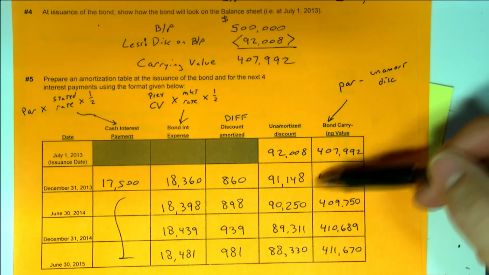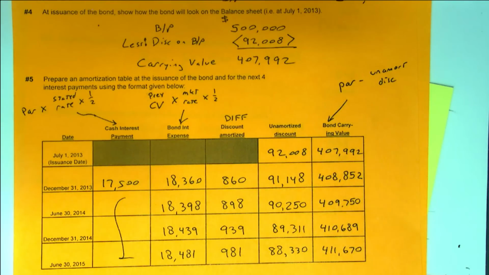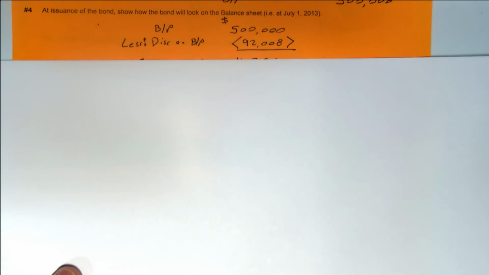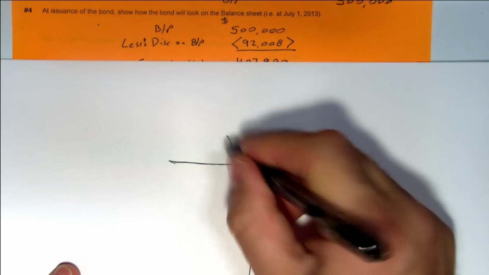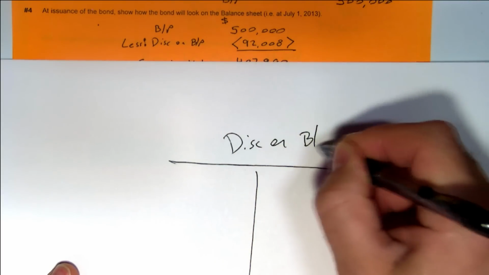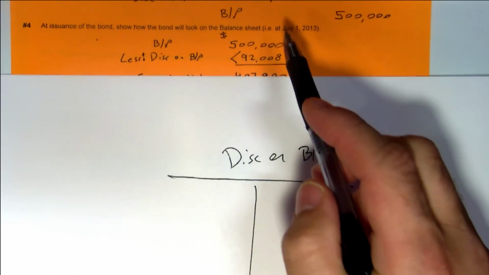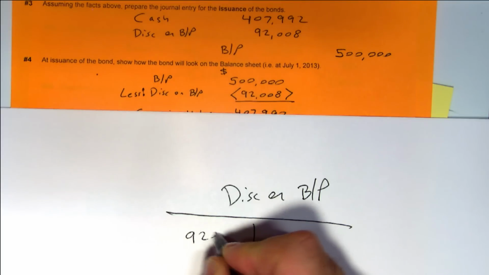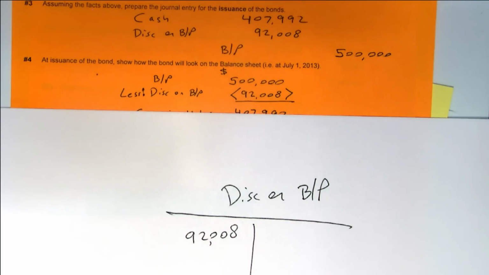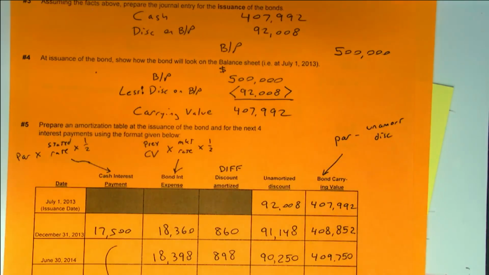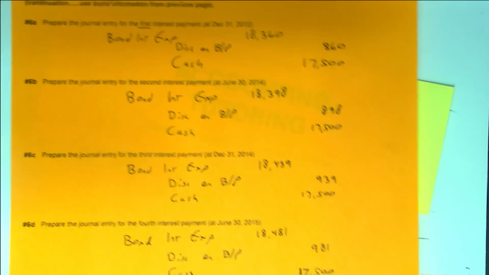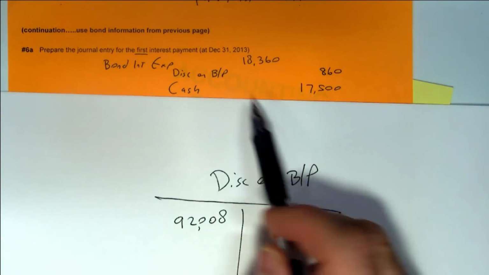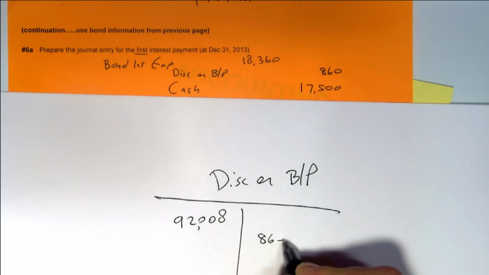Okay? You know, and of course, if you wanted to, on that discount, I didn't ask you to do this, but you could do a T account. I mean, somewhere in your accounting records is a T account for discount on bonds payable. We debited it for 92,008 right here, right? Correct? And we'll see on the interest payment dates, let's go ahead and show that page. Okay. I credit it for 860, okay?